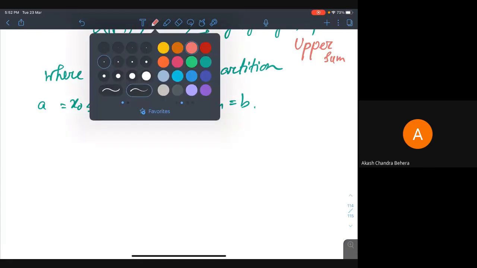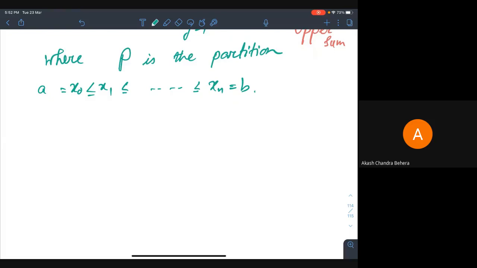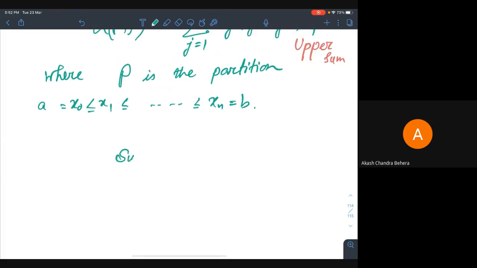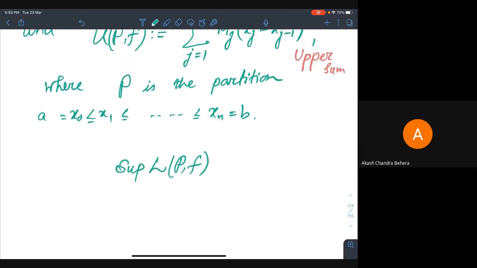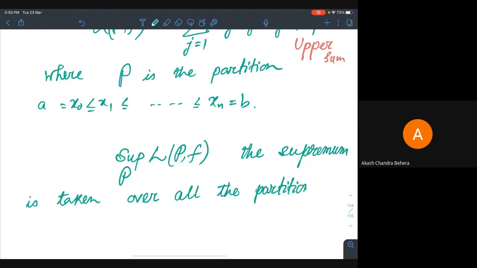Now we need to go towards the limit. So how do you take the limit? The limit is as follows. You look at the supremum of L_P f. In the notes you should make a correction here. This one is the supremum of L_P f. In the notes it is written supremum of U_P f. Okay, so that part you need to change. So this is the supremum taken over P. The supremum is taken over all the partitions. All right. Is this fine now?